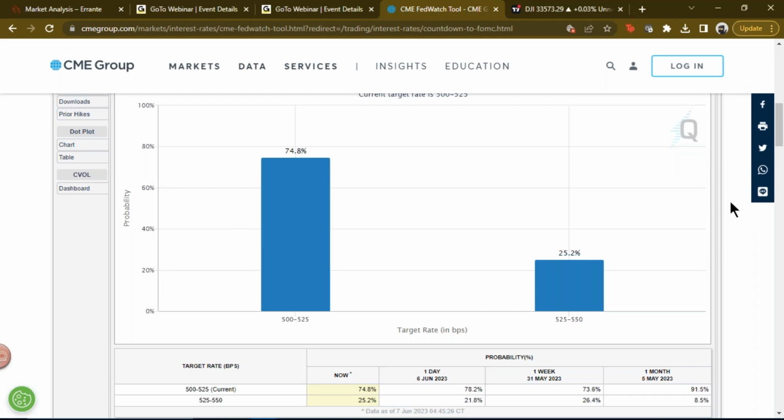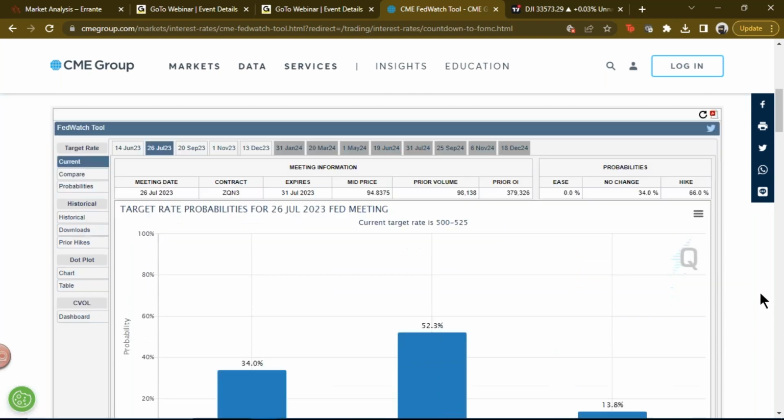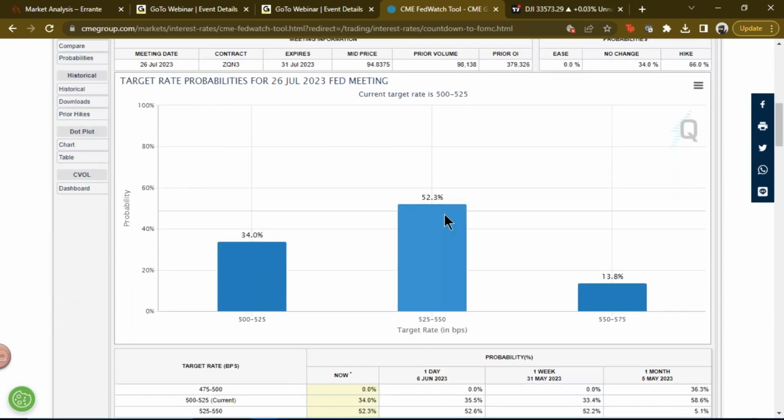But if we look at the July meeting, the 26th of July Fed meeting, you can see a much bigger chance of a 25 basis point hike. 52% chance, and if you add in the 14% or so, then it's a 66% chance that we do get a rate hike in July, and a 34% chance that we stand pat.